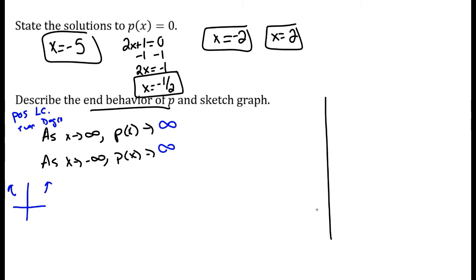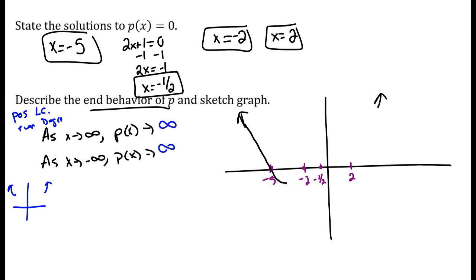So when I go to sketch a graph of this, using those ideas, well, my zeros are at negative 5, negative 1/2, negative 2, and at 2. Those are my zeros, and my end behavior, my function, is behaving like that at the end. So it's going to come through, cross through, and then shoot off to infinity. That's a sketch of p of x here, based on the zeros and the end behavior.